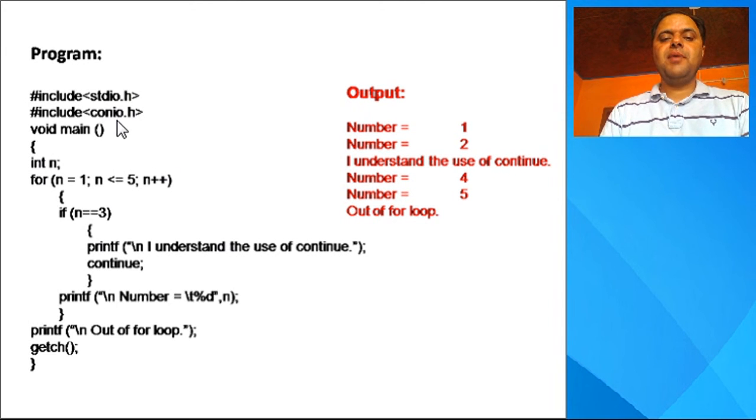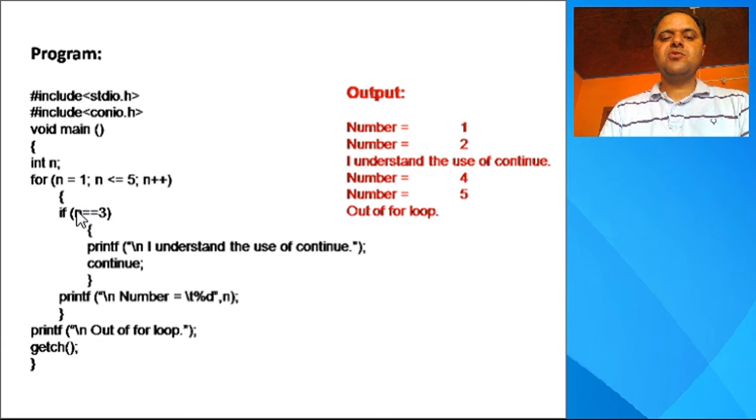So let's take the same program which I used in break. I have included two header files. Here the value of n is 1. Is 1 less than or equal to 5? Yes, true. Is 1 equal to 3? No. It will print number equal to 1. 1 got printed here. Then the value of n becomes 2.